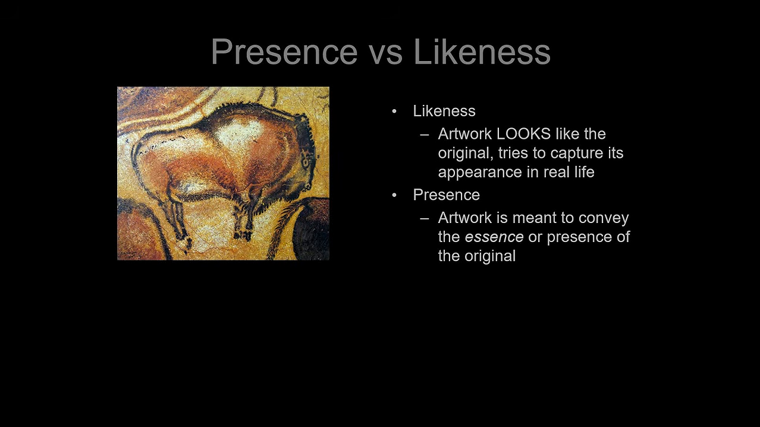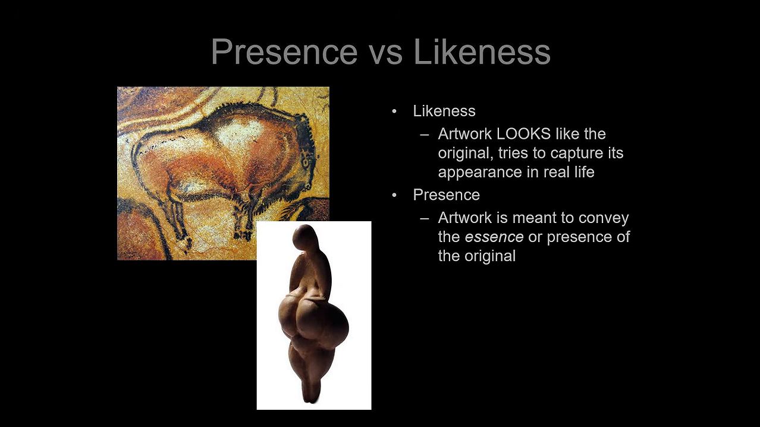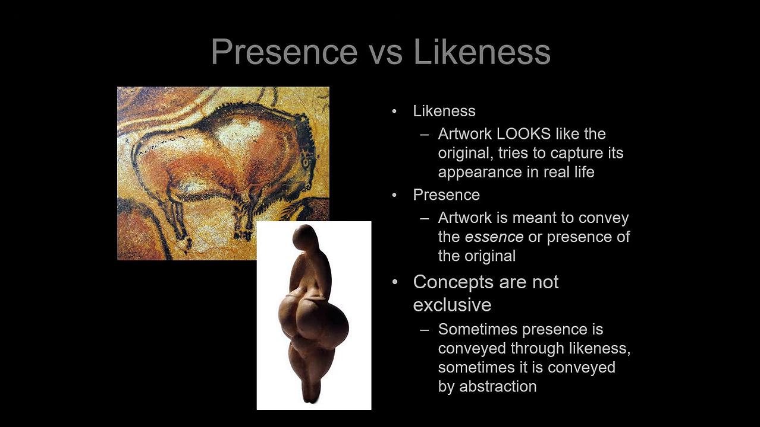So when we look at something like these paintings of bison, it's very clear that they're trying to use likeness to convey presence. Whereas in the case of the Venus figurines, they're clearly trying to convey a presence, but they're not trying to use likeness. It's important to know that these concepts are not mutually exclusive. Sometimes presence is conveyed through likeness, sometimes it's conveyed by abstraction. For example, a cross is not really an image of Jesus Christ, but to many Christians it conveys the presence of Christ, although in a simplified or symbolic way. And sometimes, by creating a painting that is so lifelike, people say it's eerie because it seems as if that person is actually there. So sometimes likeness and presence overlap.